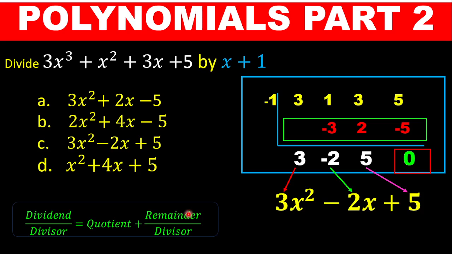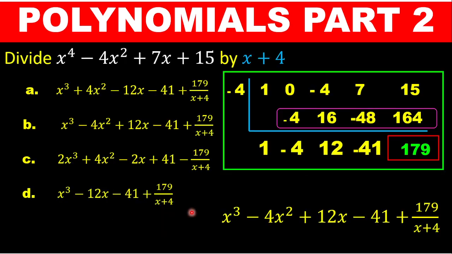So let's now move on to the second question. With the second question, we have to divide x to the power 4 minus 4x squared plus 7x plus 15 by x plus 4. Now let us take note of this, very important. You see that from x to the power 4, there was no x to the power 3, and then the question jumped to x squared, meaning 1 degree is missing. So whenever a degree is missing, it means its coefficient is going to be 0.